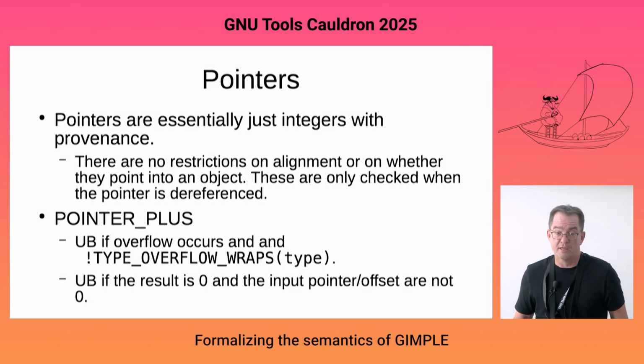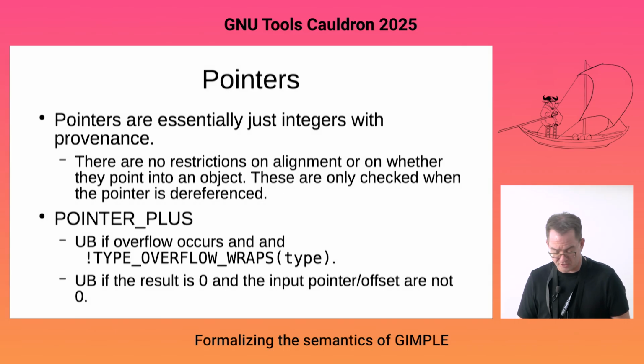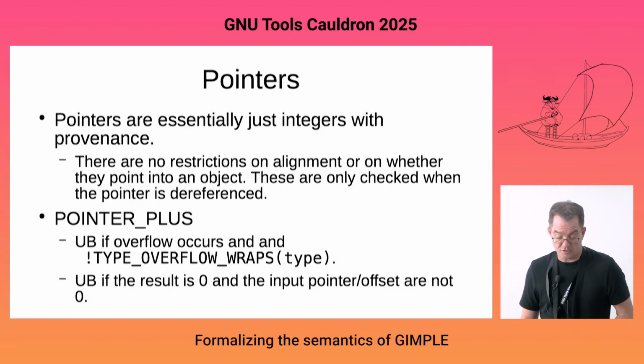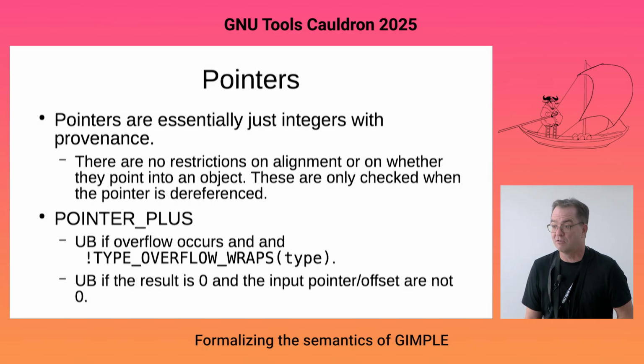For example, if you look at the vectorizer, it usually creates pointers that point a bit after the vector to check if everything fits within a vector, if it's done with looping and so on. So lots of things will break if we change this. Pointer plus is undefined behavior if overflow occurs, unless it's passed with flags that say that is okay. It's also undefined behavior if the result is 0 and the input pointer and offset are not 0. So null plus 0 is okay, but otherwise the result cannot be 0.